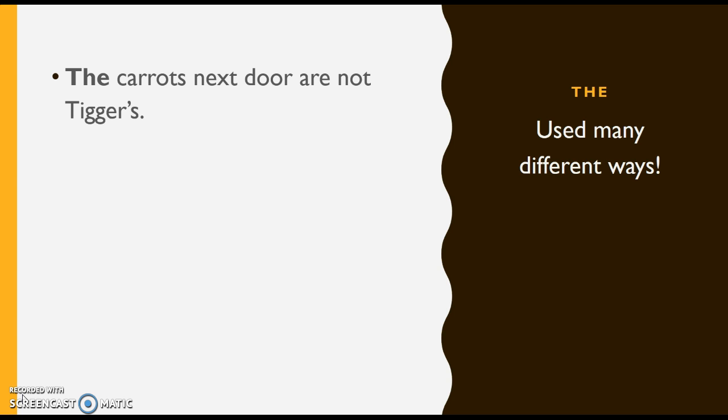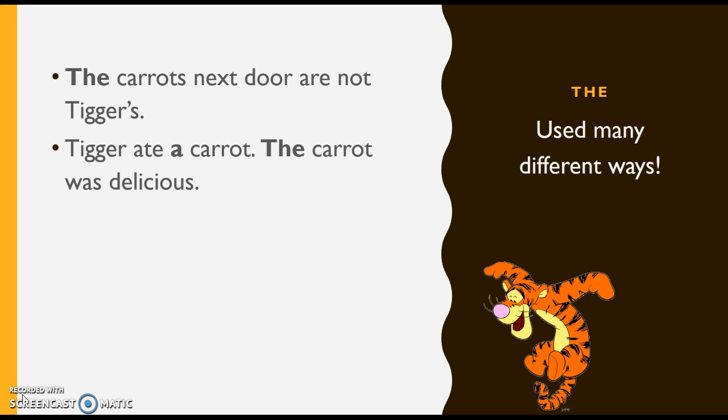You can also use the when nouns are referred to for the second time and other times after. So the first time you would mention carrot, you would say Tigger ate a carrot. Then to refer to that specific carrot again, you would say the carrot was delicious. And again, if you wanted to refer to that same carrot again, you would use the third time and the fourth time and the fifth time.